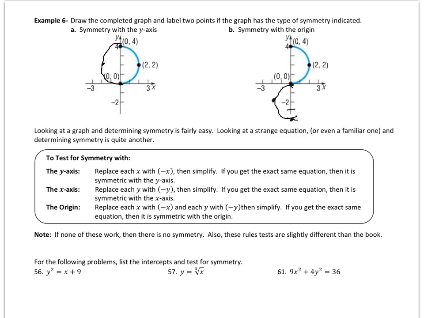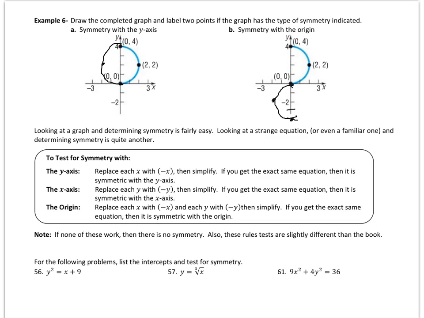All right, we okay? Questions so far? Good? Okay. All right, so let's kind of summarize here. So to test for symmetry, here's what we do. If you want to test for symmetry with the y-axis, replace all the x's with negative x and then simplify it. Okay? If we get the exact same equation, then it has y-axis symmetry. And it's also called an even function, by the way.